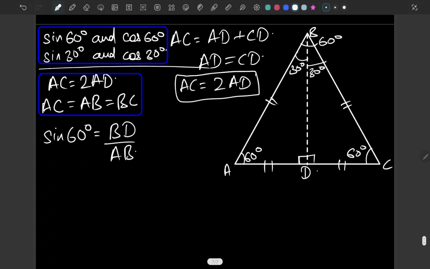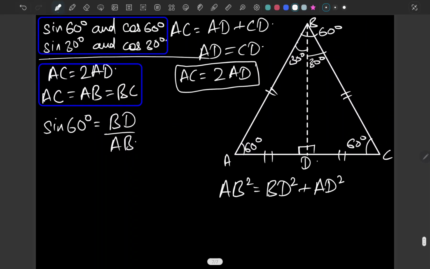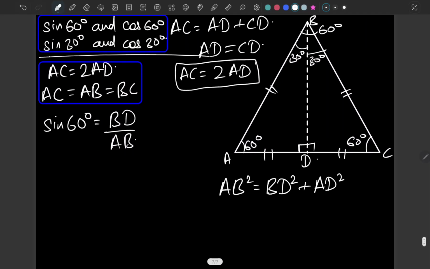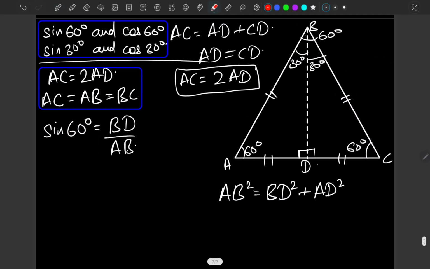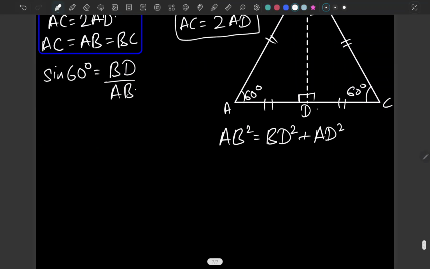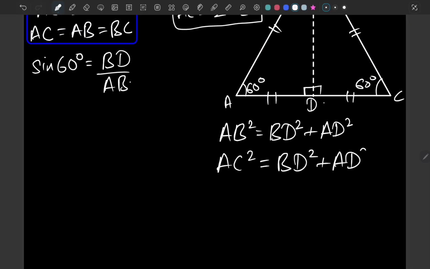Okay. So if we consider the Pythagoras theorem here, AB squared equals BD squared plus AD squared, right? Now we have AD, right? So AB is equal to AC. From here we can say AB equals AC. So AB can be written as AC squared equals BD squared plus AD squared, right?